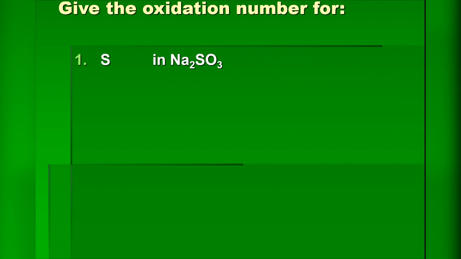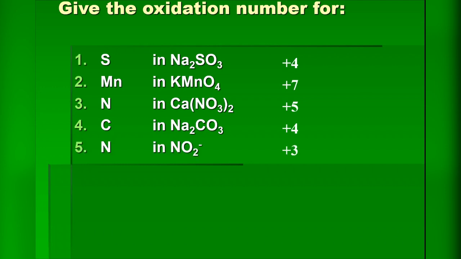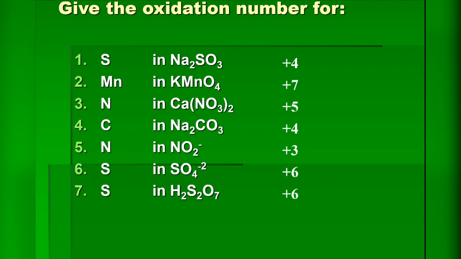So now I will show you the solution, but I will not explain. If you don't get it, please ask me in the comment section. So +4 Mn, so what should be? Calculate. My answer is +7. If you don't get +7, ask me in the comment section. My answer, plus 5. Plus 4 for carbon. Plus 3. My answer, plus 6.